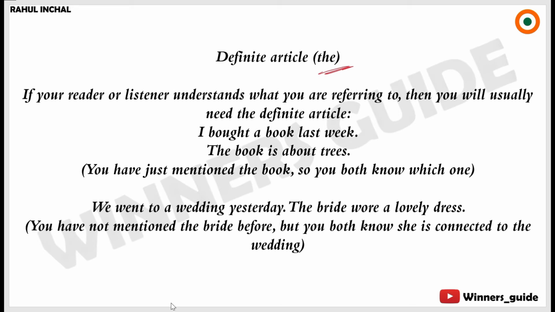For example, I bought a book last week. The book is about trees. I bought a book last week. Which book? Not specified, which is why we are using a. The book is about trees. You're talking about this particular book which is talking about trees, which is why you use the word the.